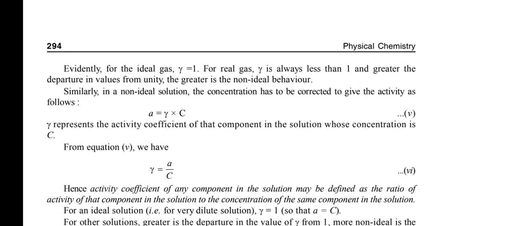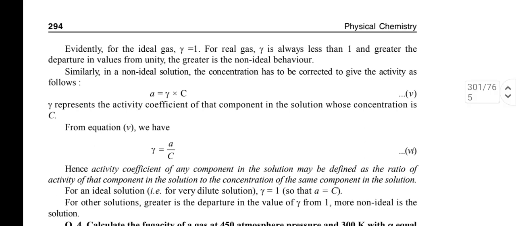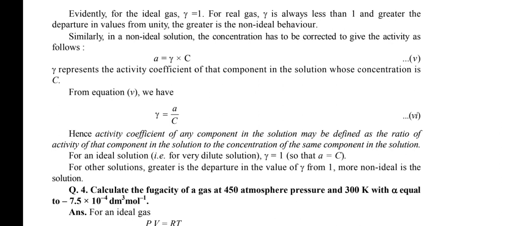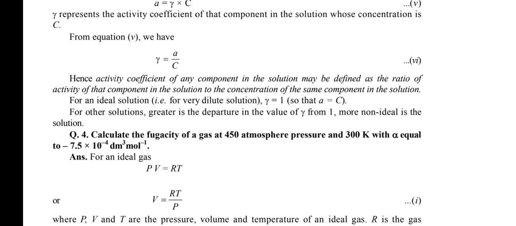Similarly, in a non-ideal solution, the concentration has to be corrected to give the activity as follows. The activity A equal to gamma into C. Gamma represents the activity coefficient of the component in the solution whose concentration is C. From equation 5, we have gamma equal to A by C. Hence, the activity coefficient of any component in the solution may be defined as the ratio of the activity of that component in the solution to the concentration of the same component in the solution.